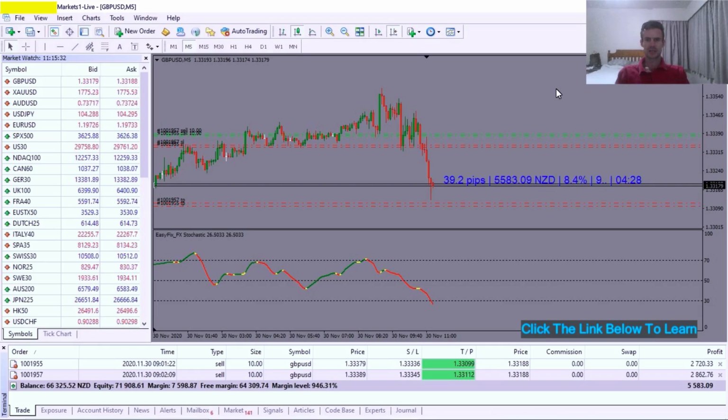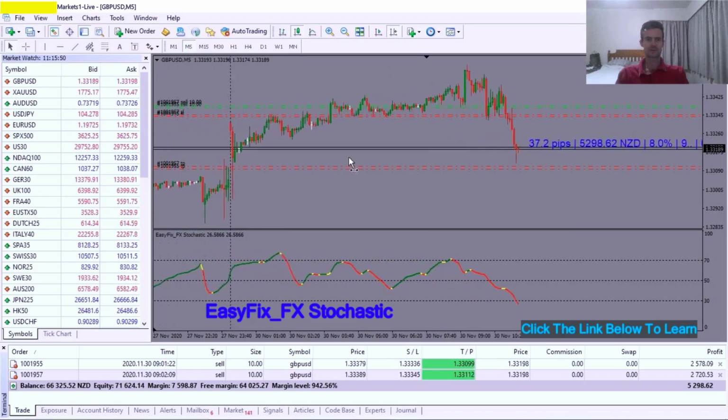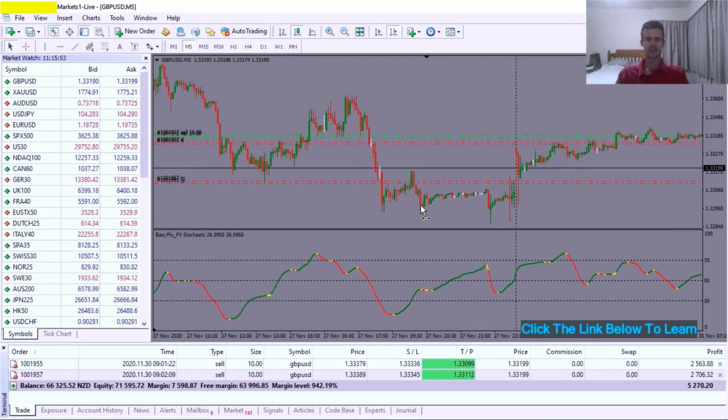I'm just showing you guys the power of this Easy Fix FX stochastic, my stochastic that I coded for myself. Look how easy it is to make profits with the stochastic. It's given us some good trades this week so far, and a whole bunch of trades last week that I profited from. I showed you guys that nice gold trade.